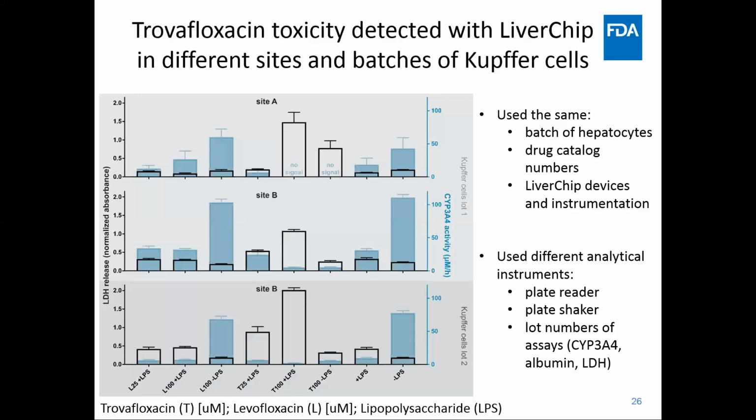In this experiment, we used the same batch of hepatocytes. We used the same drug catalog numbers. We used LiverChip devices and instrumentation that were also the same. What was different in this experiment between sites? We used different analytical instruments, so different plate readers, plate shakers, and the lot numbers of the assays, despite using the same assays, were also different. So for CYP3A4, we also did albumin and LDH.